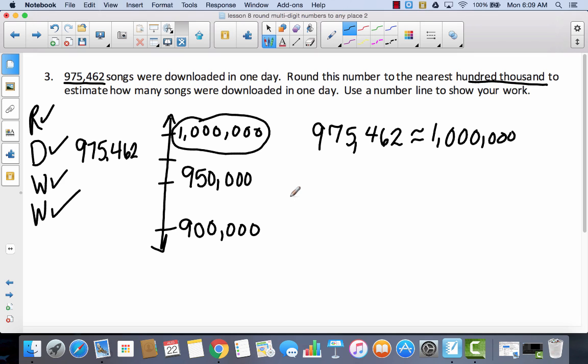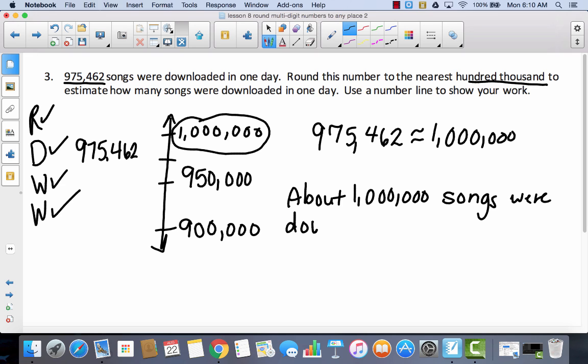So we can say about 1 million songs were downloaded in one day.